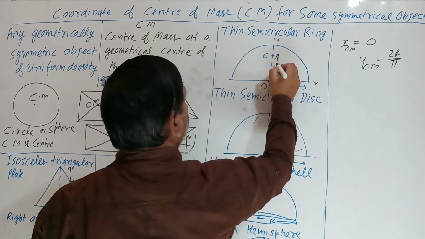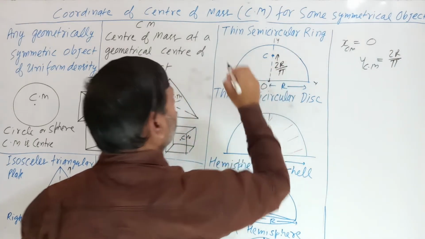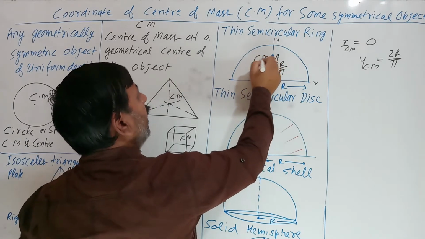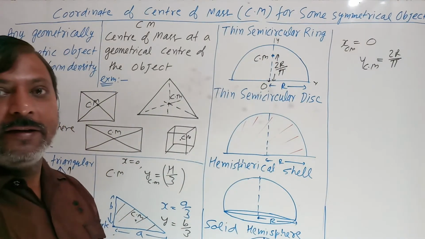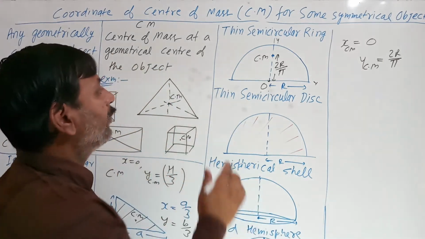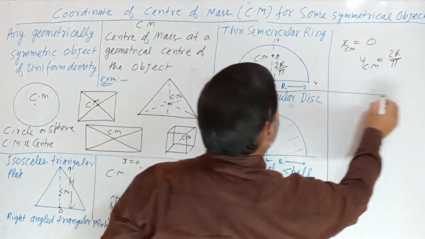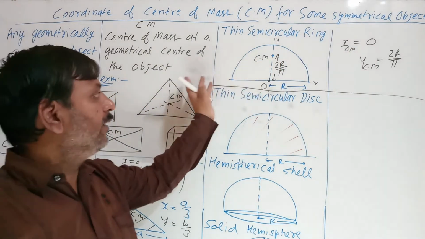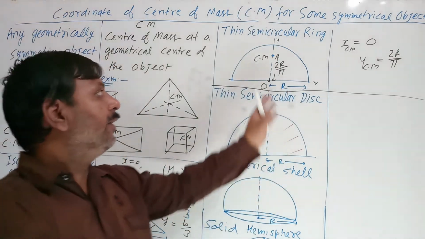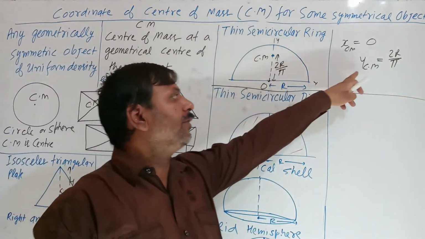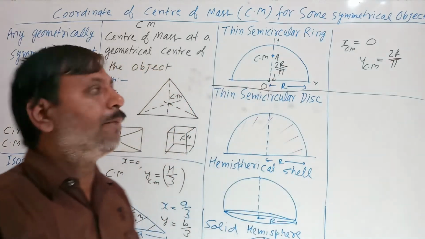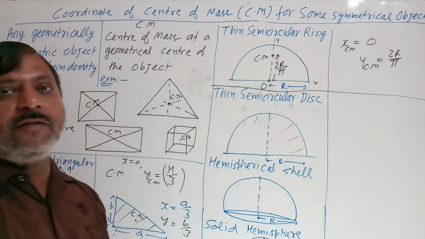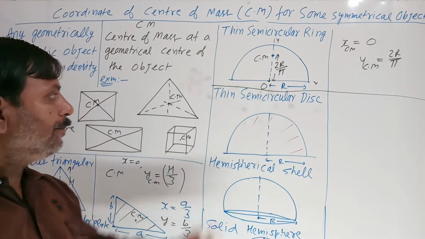So this distance will be 2r upon pi. This will be the center of mass of a semicircular ring. So for a semicircular ring, what we have seen is, if this center O I have taken as origin, this is the x axis, this is the y axis, then it will lie above by 2r upon pi. So 2r upon pi distance above will be the center of mass of the semicircular ring.